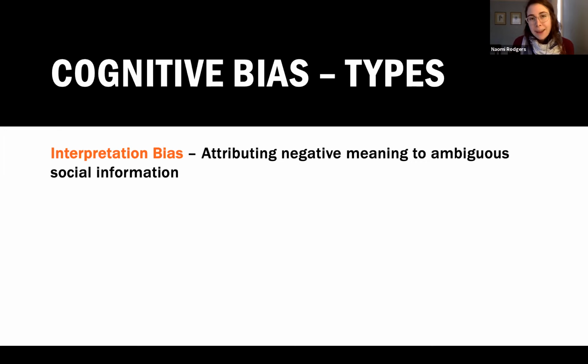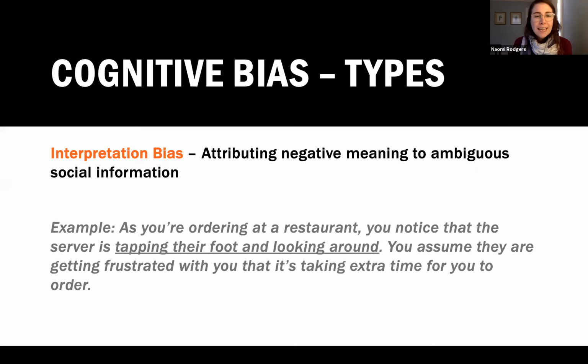So one type of cognitive bias is known as interpretation bias. Interpretation bias is when a person attributes negative meaning to an ambiguous social scenario. So for example, let's say as you are ordering at a restaurant, you notice that the server is tapping their foot and looking around. So that part is underlined because that is an ambiguous social cue. We don't know why they are tapping their foot and looking around. You assume that the server is getting frustrated with you, that it's taking extra time for you to order.